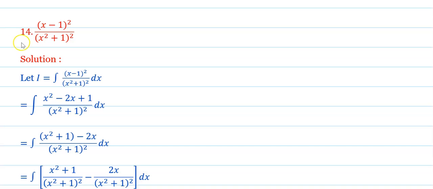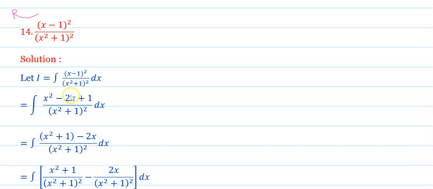प्रॉब्लेम नंबर 14. In bracket x minus 1 bracket square upon x square plus 1 bracket square. Okay. पुन्हा डायरेक्ट आपल्याला इथे मिळणार नाही बघायला. Therefore I is equal to integral x minus 1 bracket square upon x square plus 1 bracket square into dx. Adjustment: x minus 1 bracket square is x square minus 2x plus 1. पुन्हा मी इथे r टाकणार याला की repeat this type of example.